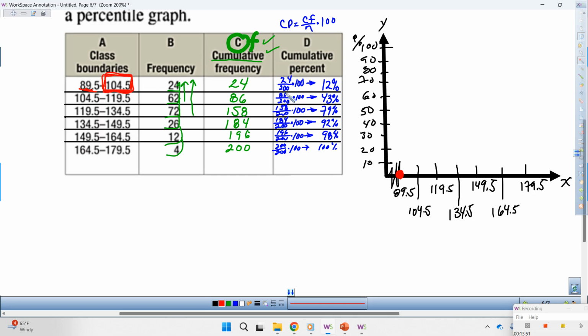104.5 corresponds to what percent? 12. So 104.5 to 12%. So here's 10. A little bit further up is about 12. It's about right there. Plot your point. Let's go to the next one.